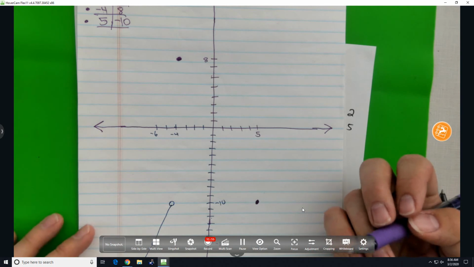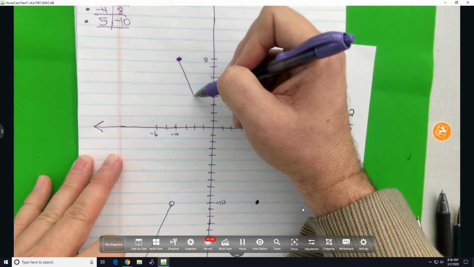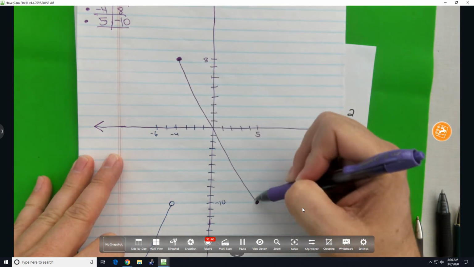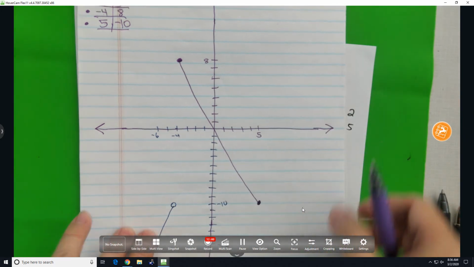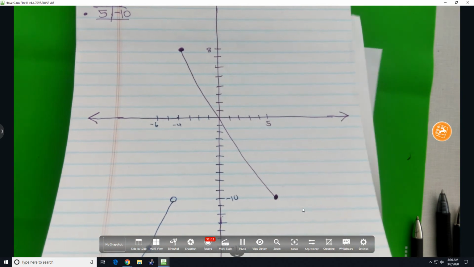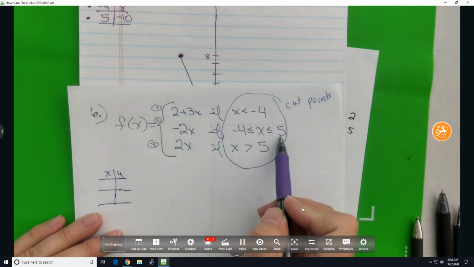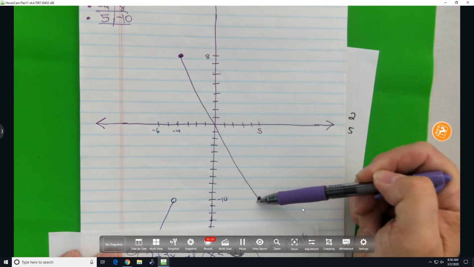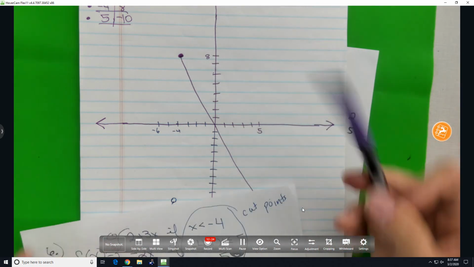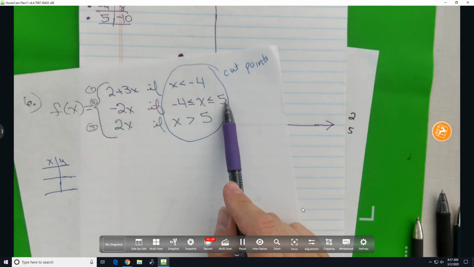Okay, here's the question. I have these two cut points. Will I have arrowheads on them? No, there are no arrowheads. This interval does not go on and on forever. It starts at -4 and stops at +5. So if you have two cut points in your inequality, you have a starting and a stopping point. No arrowheads, it doesn't keep going forever.